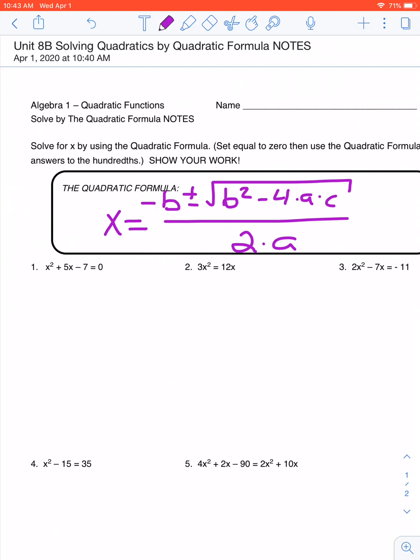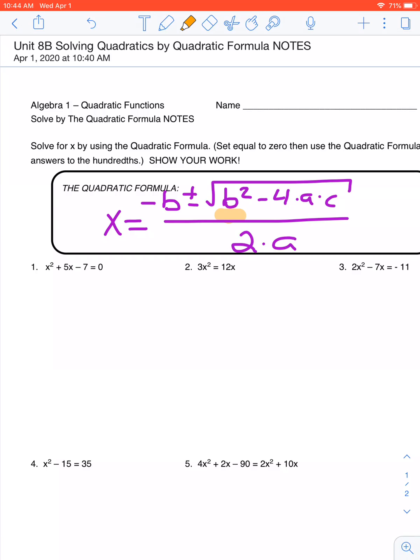A couple things I'll see people mess up is that the negative b is the opposite of what b is. And when you square the b, make sure that you put that number in parentheses, because your calculators will change the form that you have going on there.